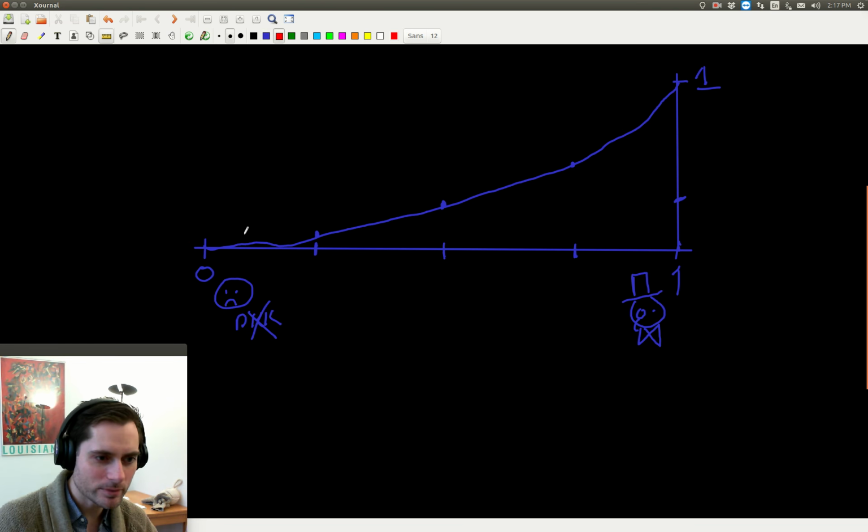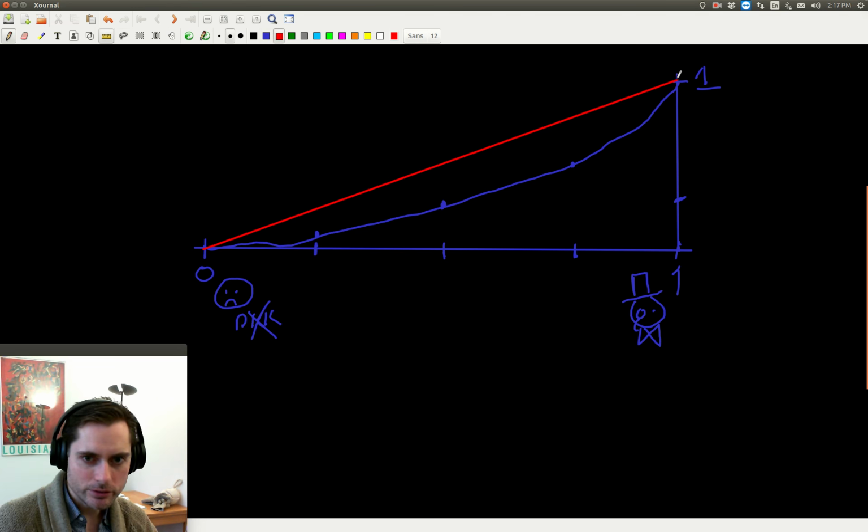I'm going to switch colors here to make things more clear. So if we were to draw a straight line between 0 and 1, this is the line that represents equal income. So it says the bottom 50% of people in society, they have 50% of the total income. Bottom 25% of people in society, in terms of income, they have 25% of the total income. So in other words, everybody has exactly the same income along this red line. So that's total equality. Right?